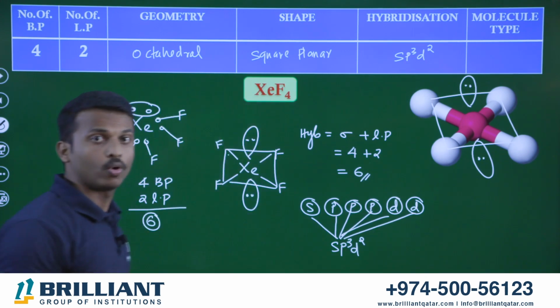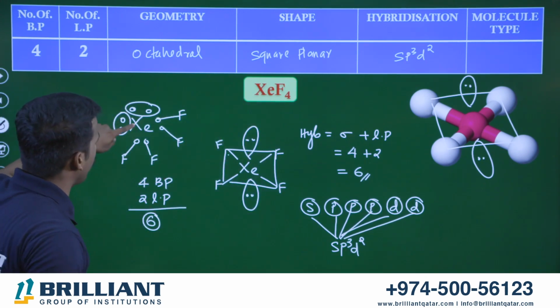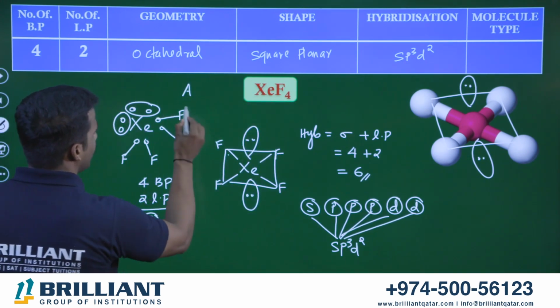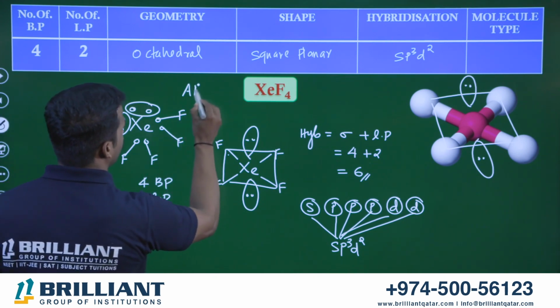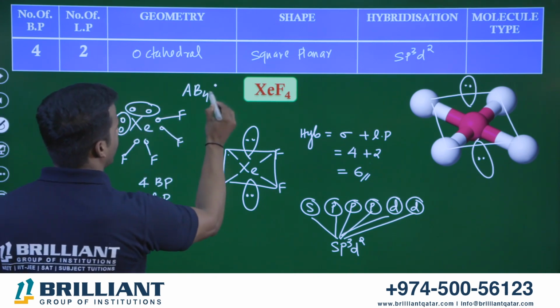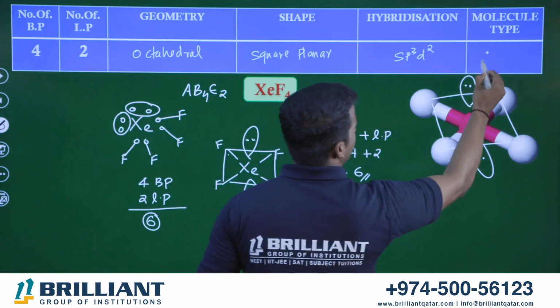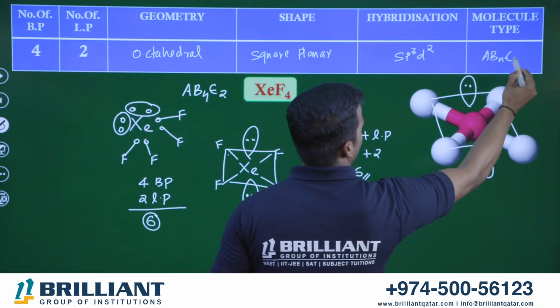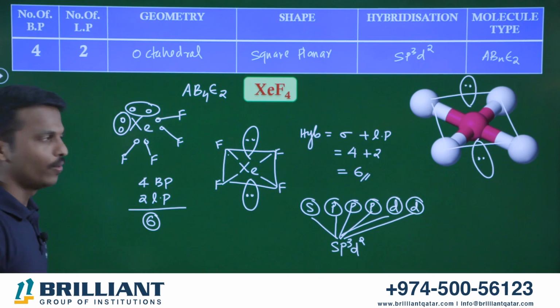sp3d2. And what is the molecule type? Xenon, only one xenon central atom, A. Surrounding element is total 4, therefore B4. 2 lone pair, therefore E2. So the type is AB4E2. Clear all of you?